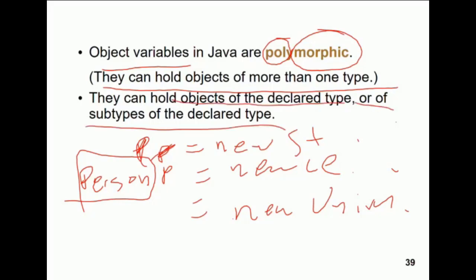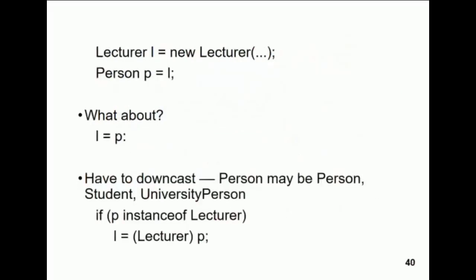So that's a powerful thing. So this is just an example looking at assignment. So as I said, let's say you've got an object of type lecturer, L, is equal to new lecturer. One thing that you can do is person P is equal to L, because person is the supertype of lecturer. Therefore, you can do assignments from a subtype to a supertype. So that's no problem at all.